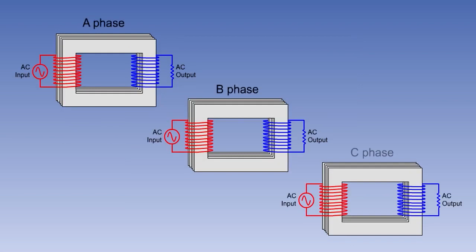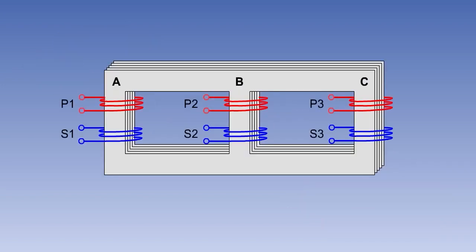The output of a three-phase AC generator can be transformed by using either 3 single-phase transformers or a 3-phase transformer, which consists of a laminated core with 3 limbs on which are wound the 3 sets of primary and secondary windings.